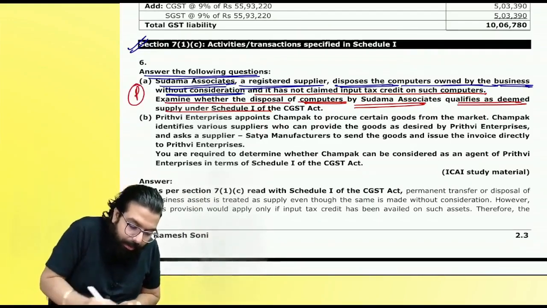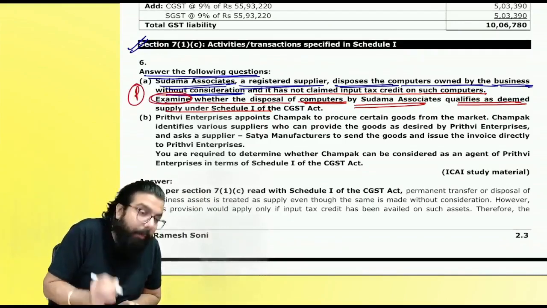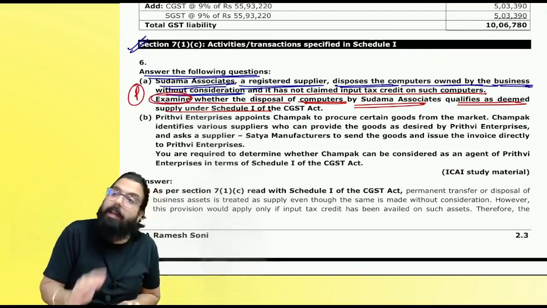Next. Remember, they are telling you to examine. And remember one thing, people who don't practice certainly fail.